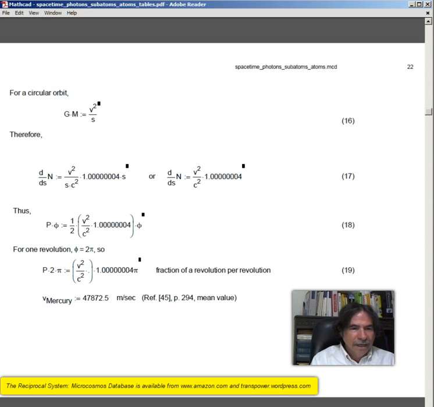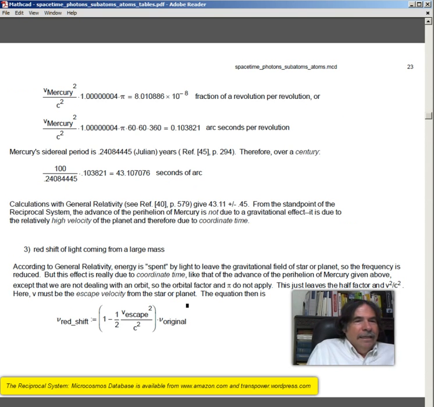Now, reference 45, page 294 gives the mean value of the velocity of Mercury as 47,872.5 meters per second. So, putting that in the expression, we get the fraction of the revolution per revolution, and then multiplying through by pi times 60 times 60 times 360, we get the arc seconds per revolution.